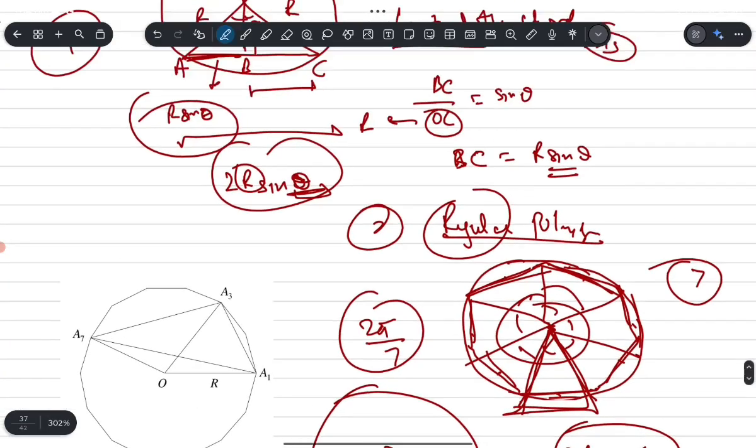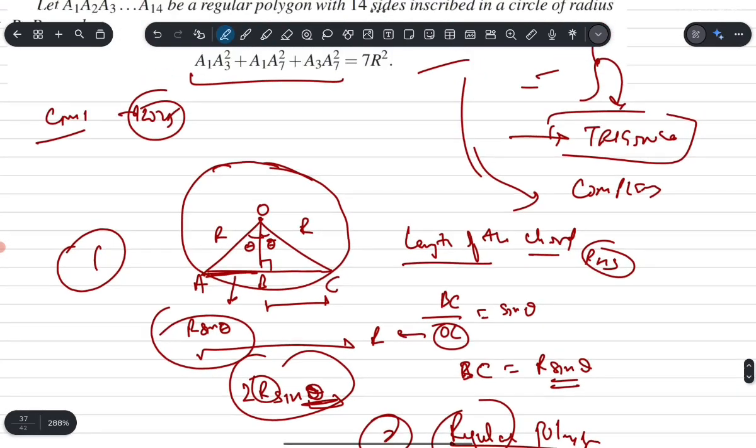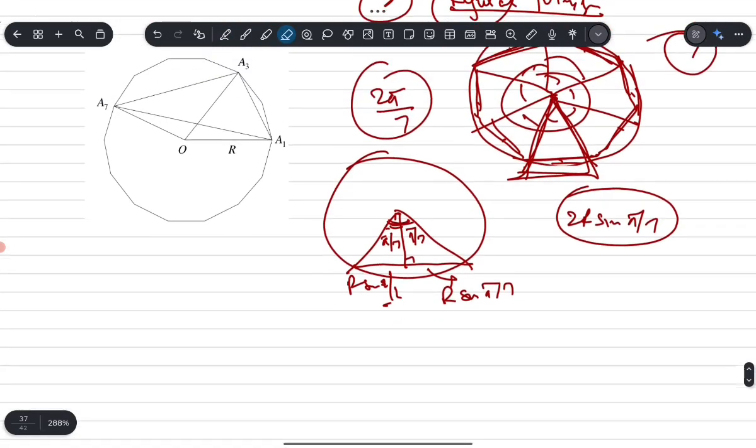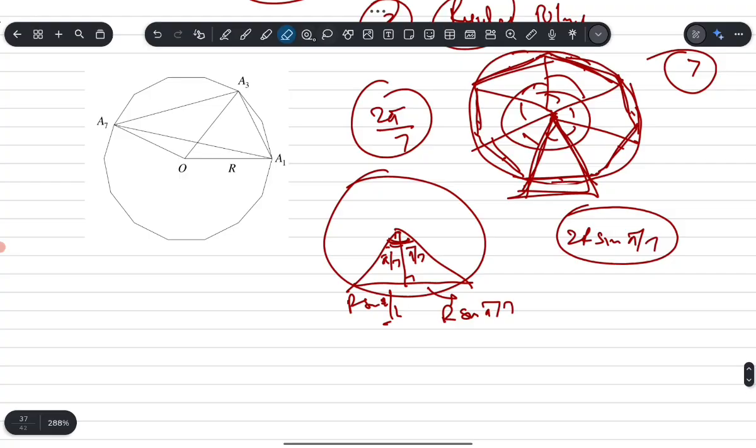Yes? Now coming to this problem. The moment you see a regular polygon, this is the insight that you got. You'll be drawing a circle, you'll be thinking of trigonometry, you'll be thinking of finding the angle that the sides are subtending at the center of that circle. Alright, so this is the diagram.